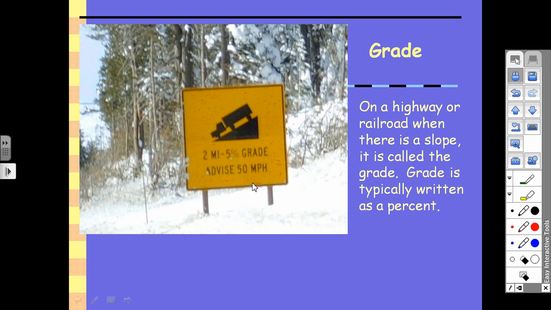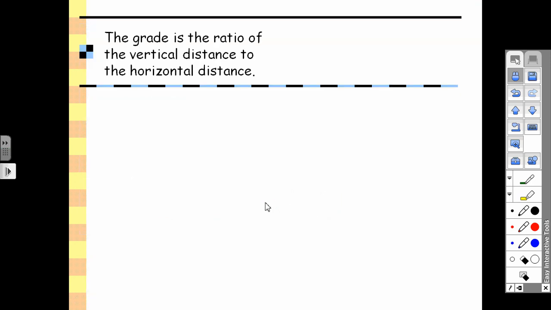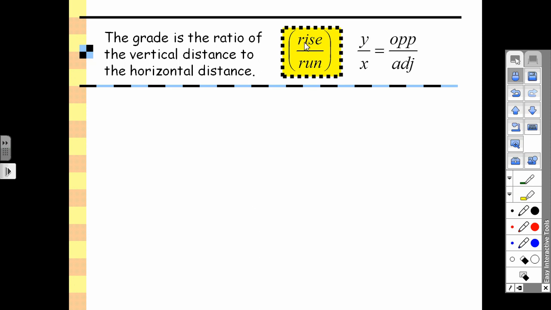Okay, so we have to deal with grade now. So what are they going to do? Well, first of all, since the grade is just the ratio of the vertical distance to the horizontal distance, rise over run, this should seem kind of familiar to our trig, because rise is the y value and run is the x value. And remember, y over x, that's opposite over adjacent, which should be ringing a bell as how we calculate the tangent of an angle. So grade and tangent kind of go hand in hand.